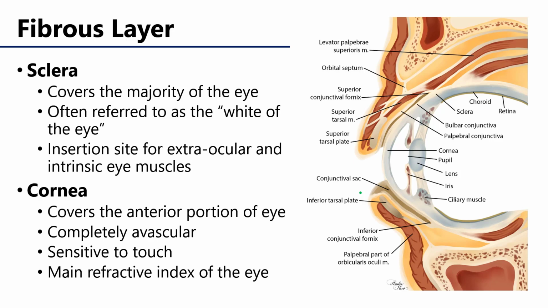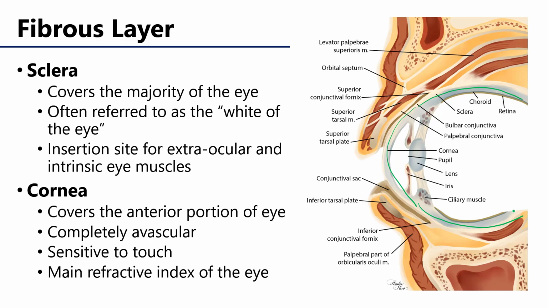The 2 main constituents of the fibrous layer include the sclera and the cornea. The cornea is the anterior-most part of the eye, which we can see there. And then the sclera is everything else superficial surrounding that. The sclera is known as the white of the eye, and it's an important insertion site for various extraocular as well as intrinsic muscles of the eye.